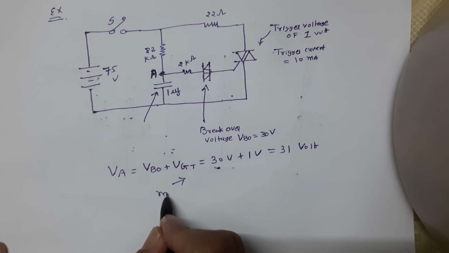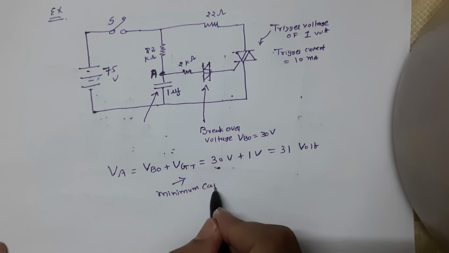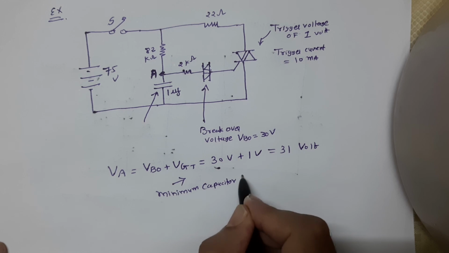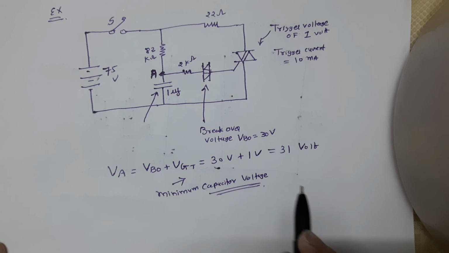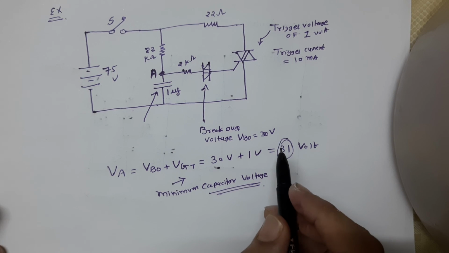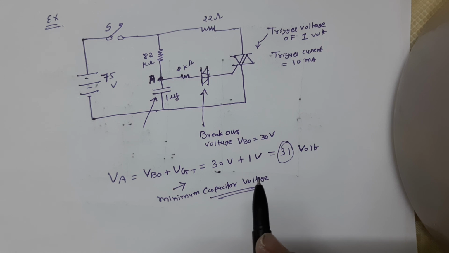When the capacitor voltage reaches 31 volt, the triac is in firing mode, or triggering mode.